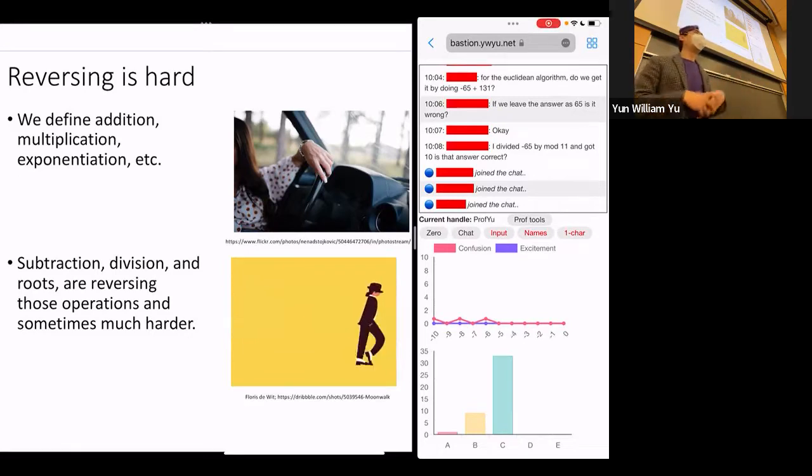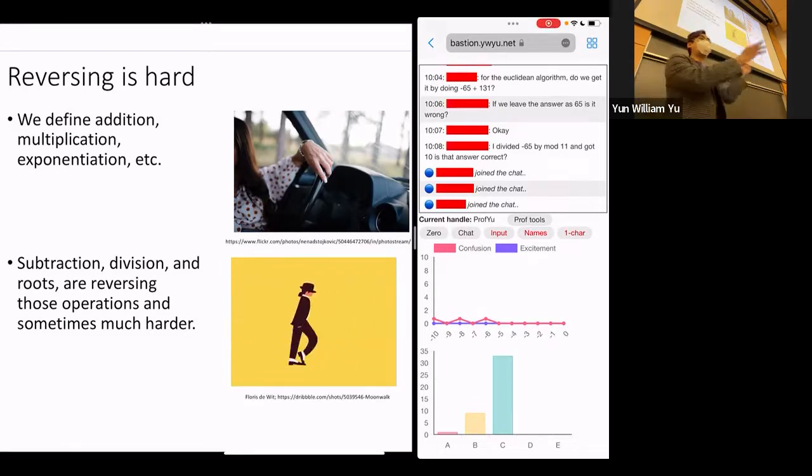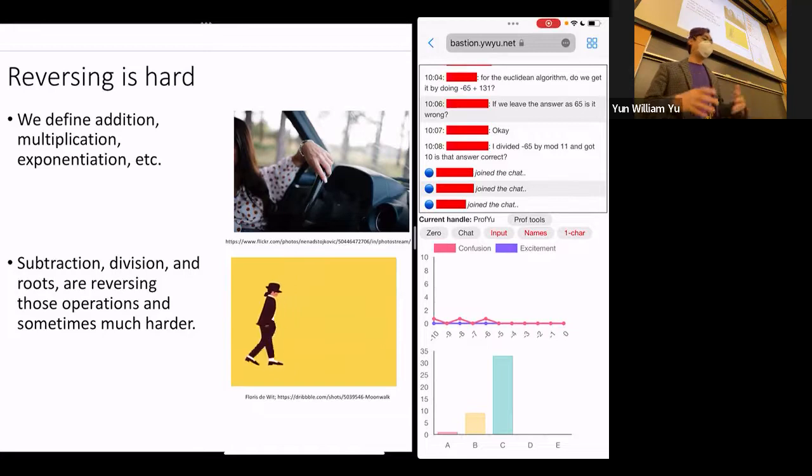So for example, when we were doing this for ordinary arithmetic, in order to reverse addition and get subtraction, we had to invent new numbers. We had to invent negative numbers. For division, we had to invent fractions. For roots, we had to invent irrational numbers.